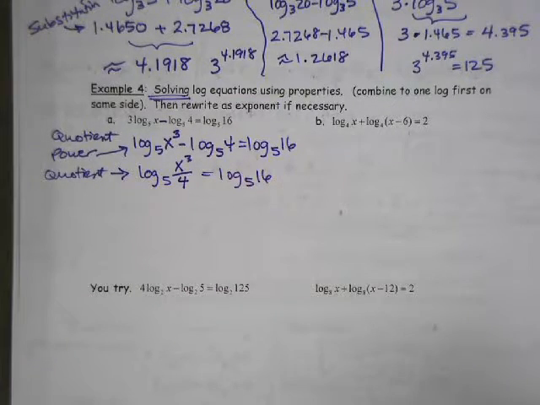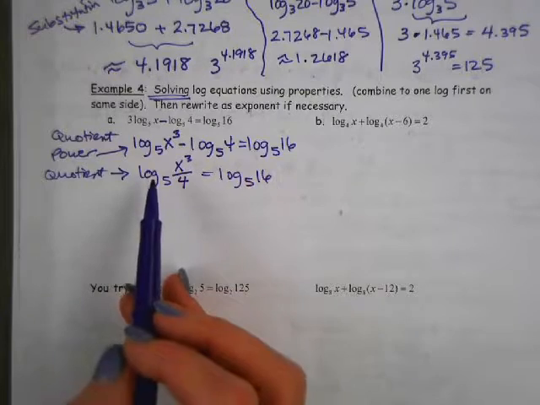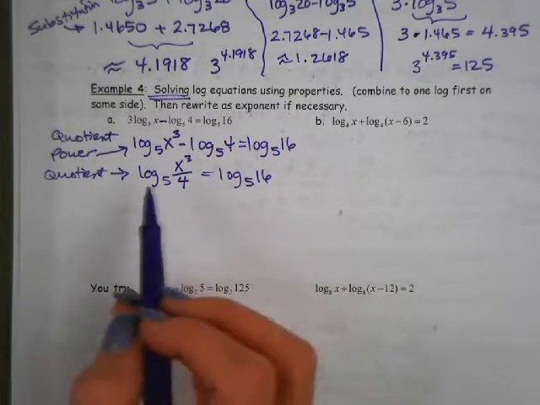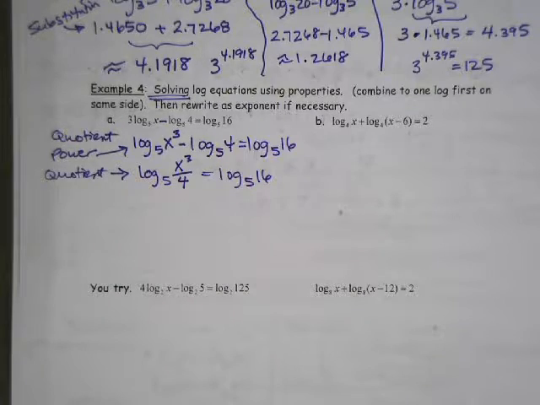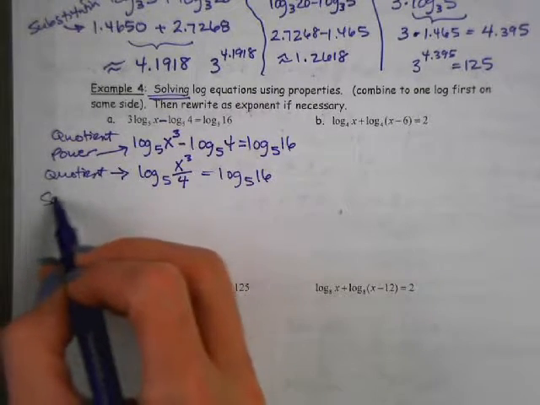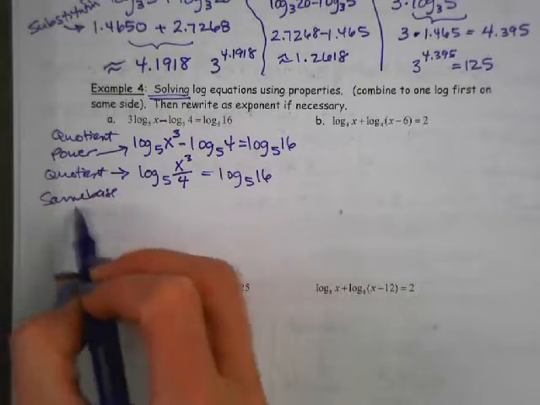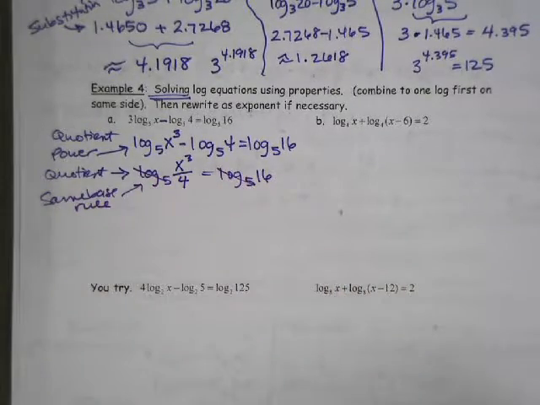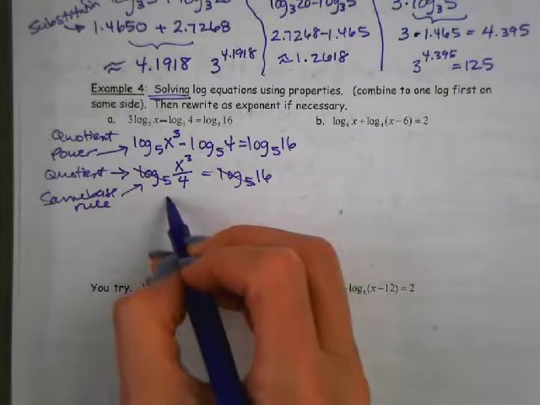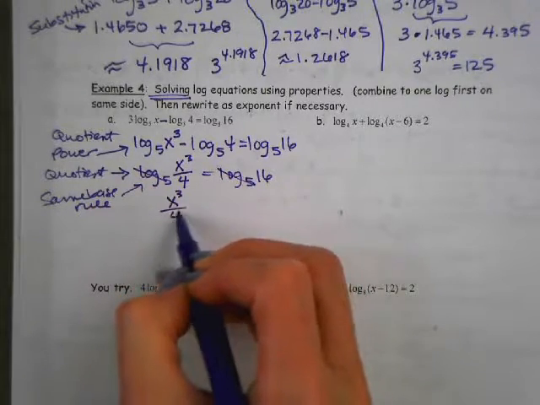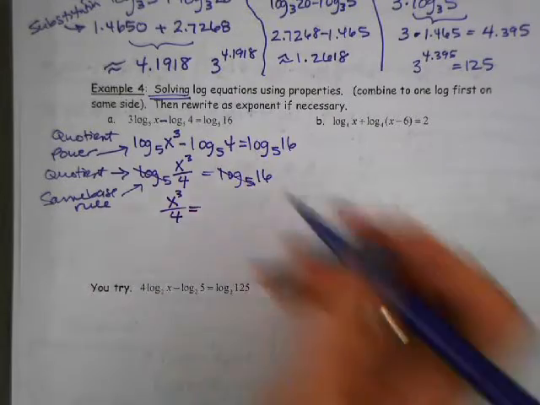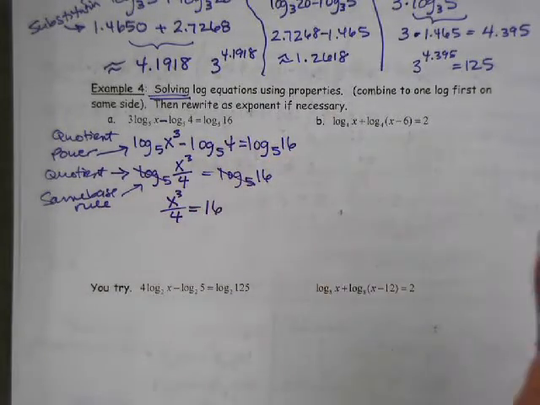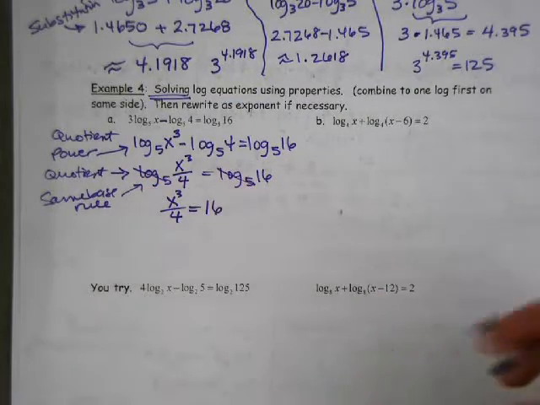Okay, at this point I have a log on the left side, a log on the right side. They equal each other, so therefore what can I do with the bases now? Okay, now we can do the same base rule. Okay, and I can cross them out. Okay? So now I'm just left with the x cubed over 4, and what does that equal? 16. Alright, so now I just have an equation that just has x. Can I solve for x? Yes.